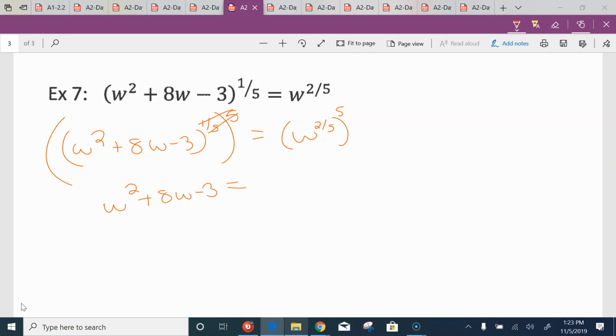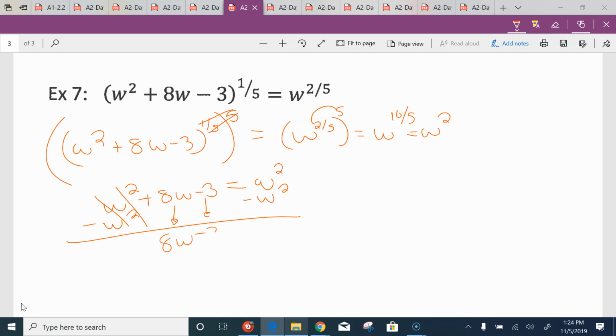On the right side, I'm going to have 2 times 5, which is 10. So I have w to the 10, with my denominator being 5 power. 10/5 simplifies to w squared. So I have a w squared over here on the right side. I'm going to combine like terms, and I'll subtract the w squared from both sides. When I do that, they cancel out. 8w falls down. The minus 3 falls down. W squared minus w squared equals 0.